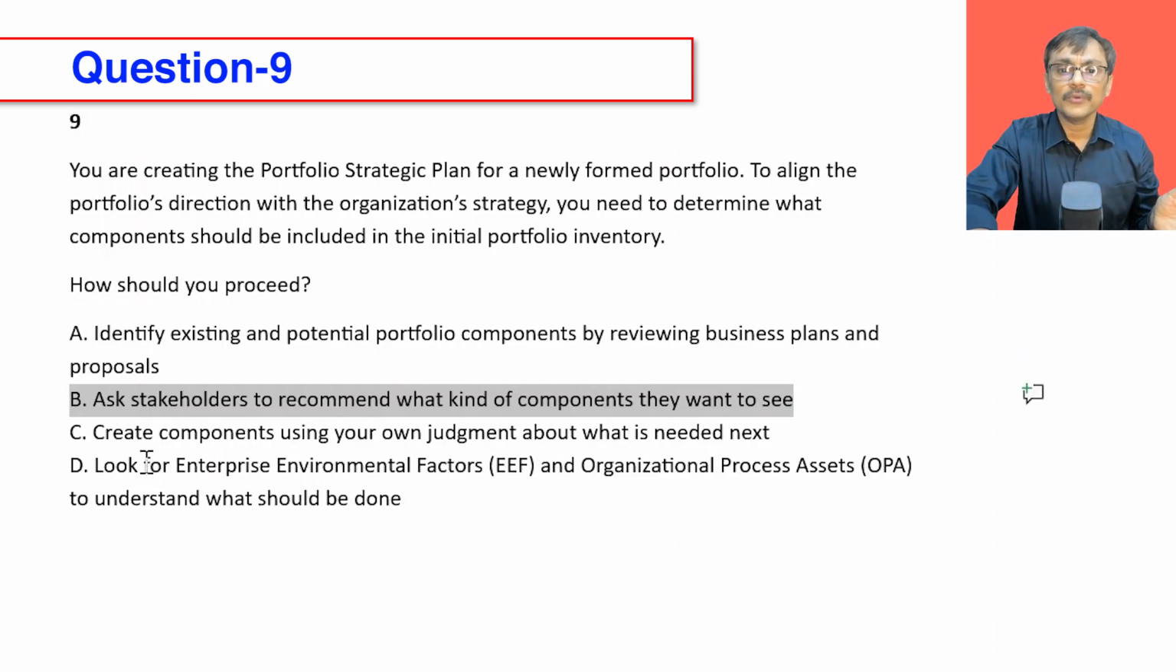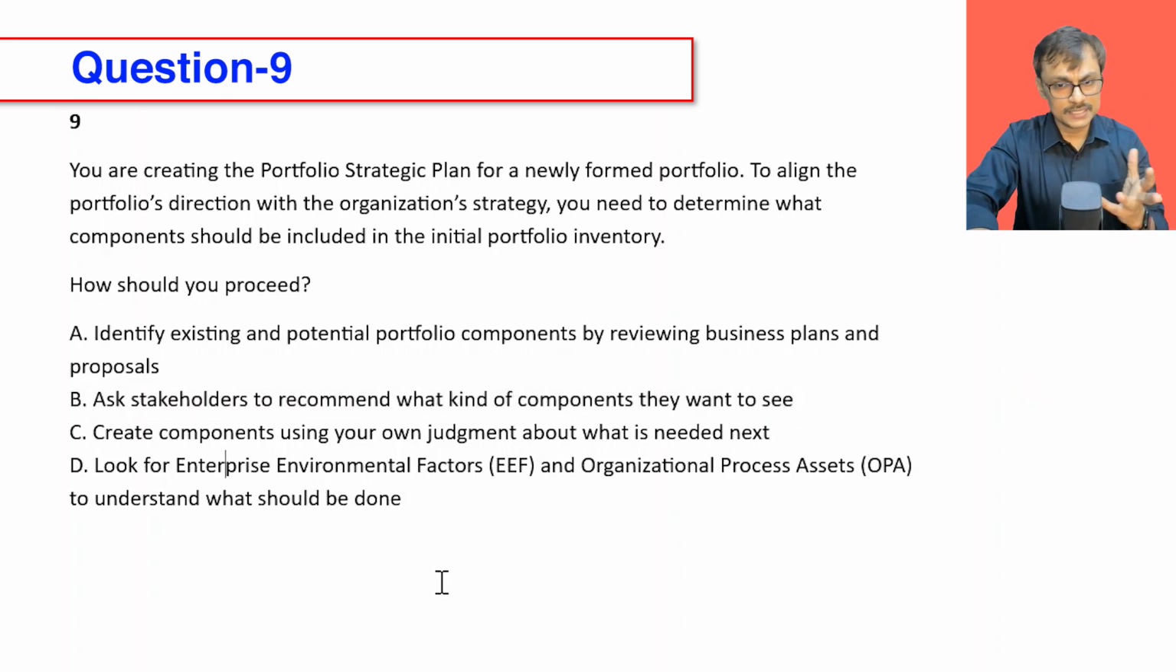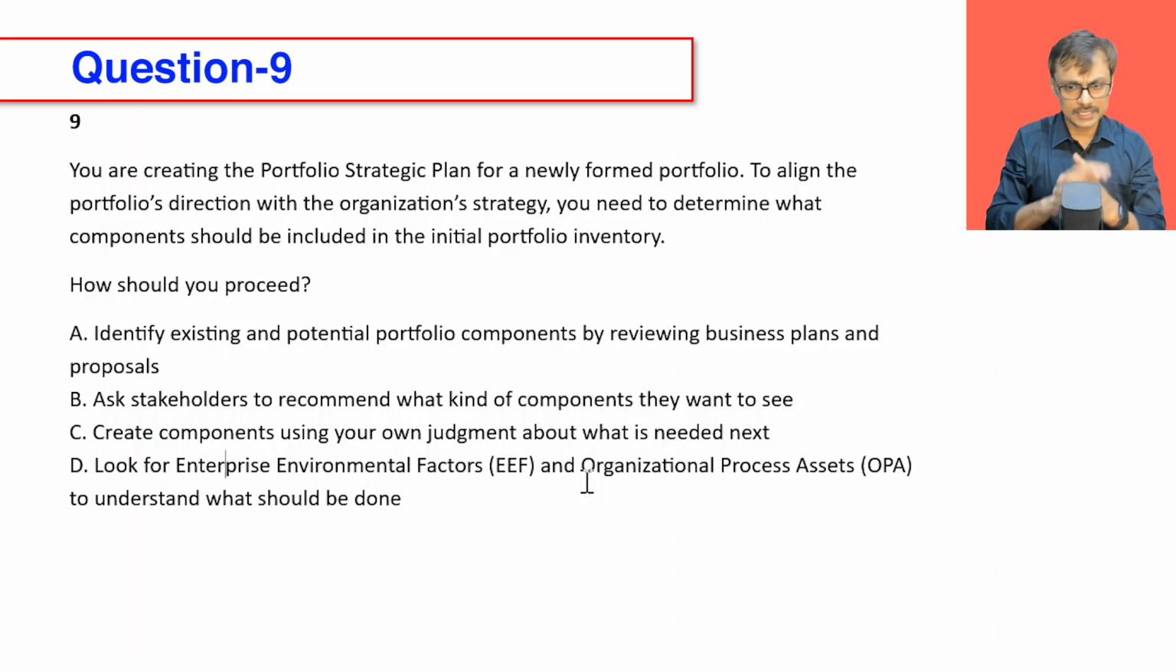Create a component using your own judgment about what is needed next. I can apply my expert judgment, but I need to see a little systematic data to apply it. Look for enterprise environmental factors and organizational process assets to understand what should be done. You can look at the scenario, market situation, geopolitical situation, compliance situation, which can give you some indicator. All elements have something which can give you an indicator, but I need a more clear, systematic approach to create my inventory of work.